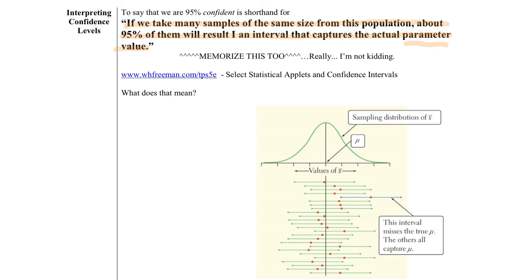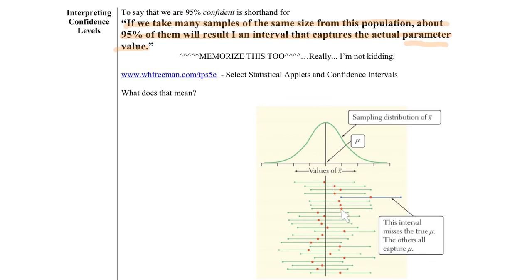It doesn't mean that I'm capturing 95% of my population. And that's a misunderstanding a lot of students make. It means 5% of the time, I'm going to be wrong. I'm not even going to be close. I'm not going to even closely represent the true mean.